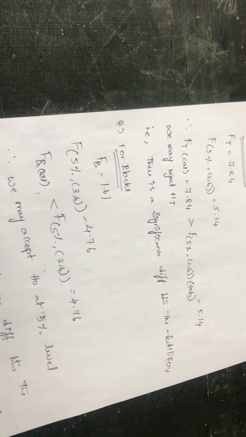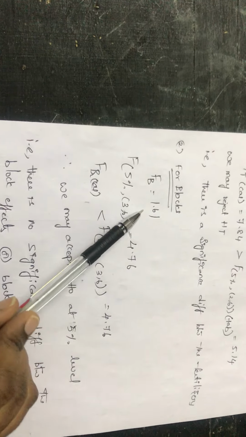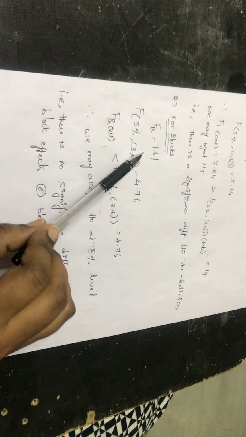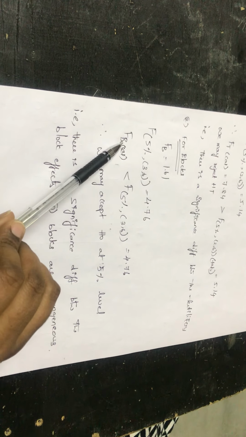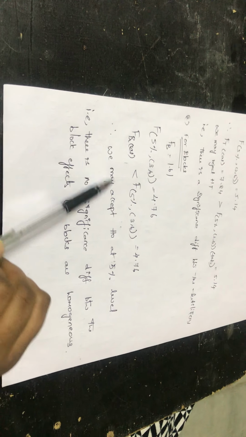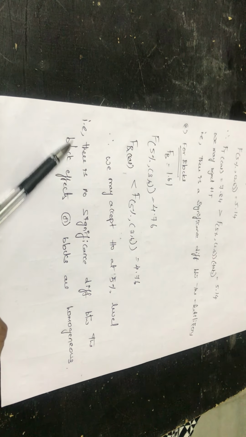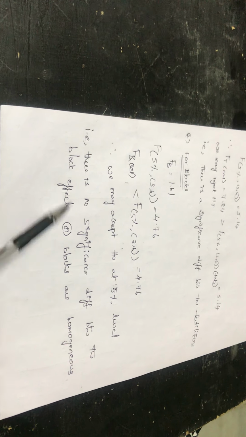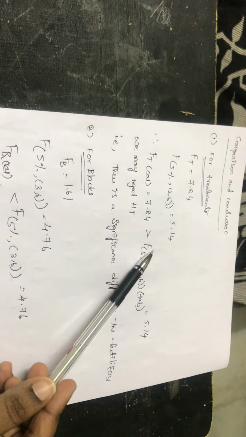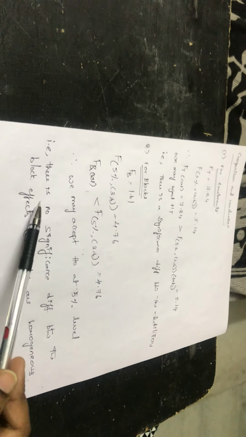For blocks also similarly we have to do. For blocks, F_B equal to 1.61. So this is calculated value, this is table value. Here calculated value is less than table value. We may accept H naught at 5% level of significance. So that is, there is no significant difference between blocks effect or blocks are homogeneous. So here treatments are rejected, blocks are accepted.